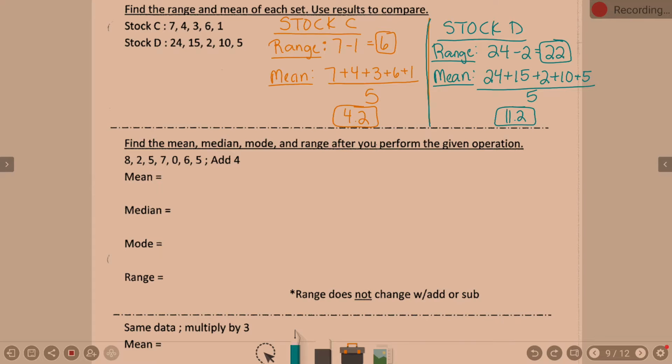Okay, so we can talk comparison here. This range of 22 is bigger, so that means that data is more spread out, more diverse. Whereas a range of 6 means those numbers are very tight together. Mean of 4.2 versus 11.2, they're two different sets of numbers there, so it's hard to compare.